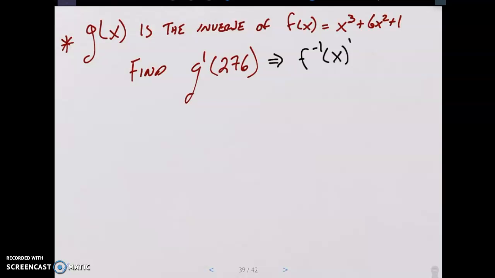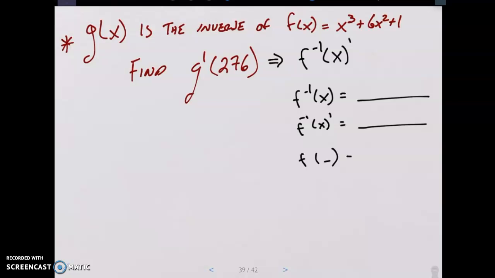So the first thing you need to do is find f inverse of x. And then you need to take its derivative. And then finally you need to plug in some number into that, for us it'd be 276, right? To figure out what the slope of the tangent line is there. Right, so that's kind of tough.